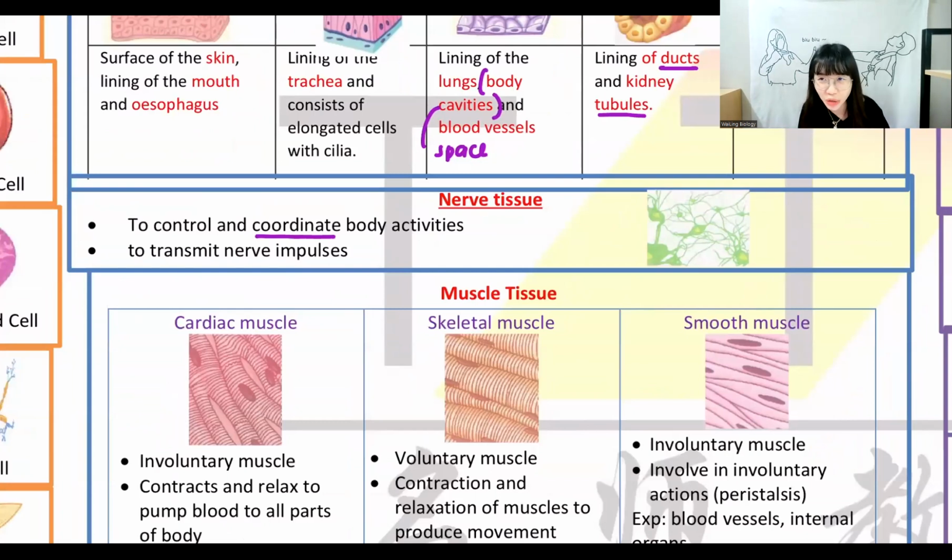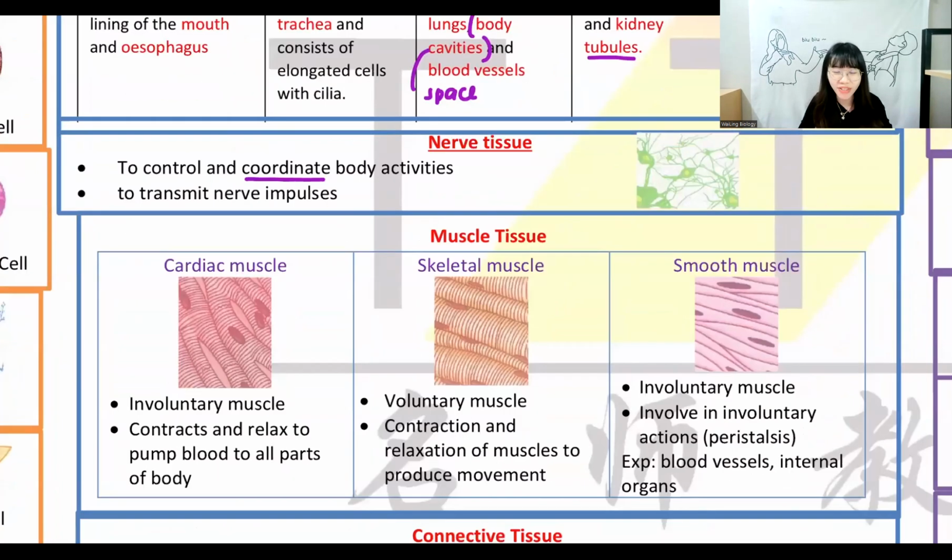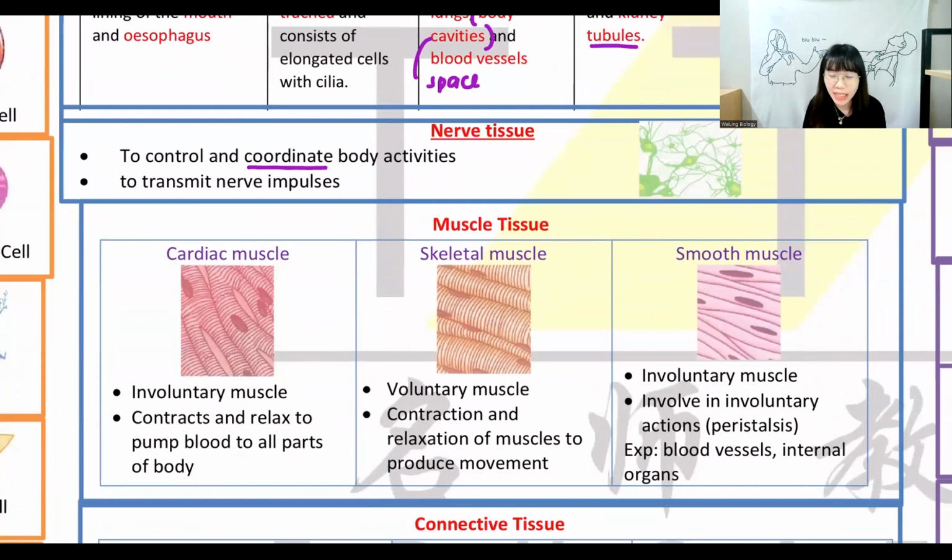Next, we have muscle tissue. For muscle tissue, we have 3 types: cardiac muscle, skeletal muscle, and smooth muscle. Cardiac means heart. Skeletal means bone. Smooth muscle refers to your intestine. We have intestine, esophagus, trachea, and blood vessel.